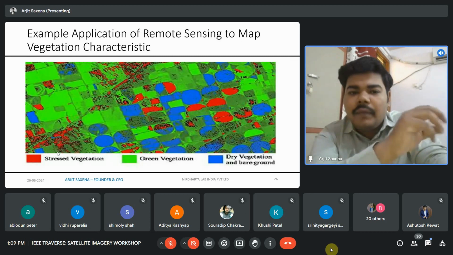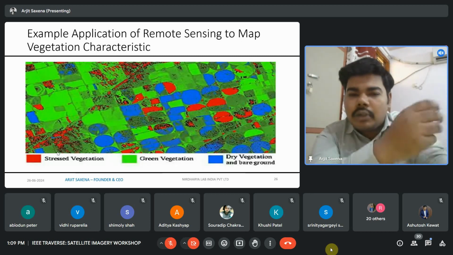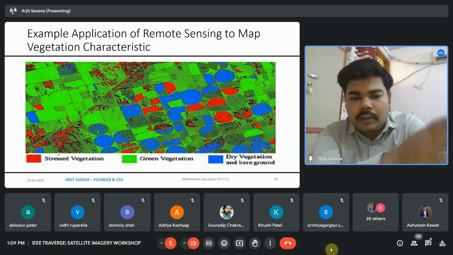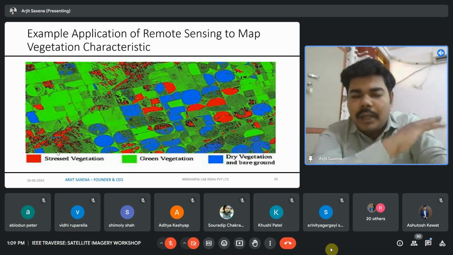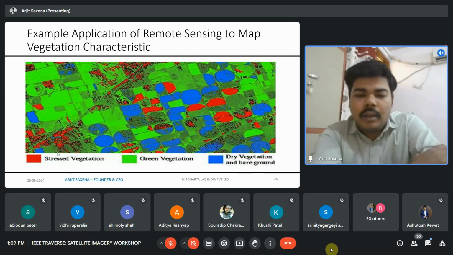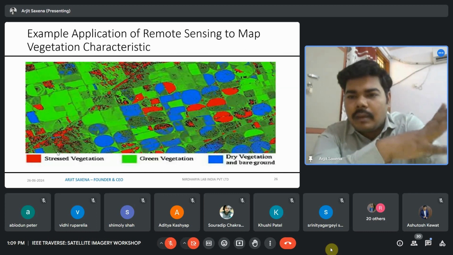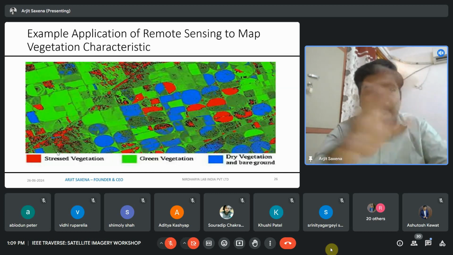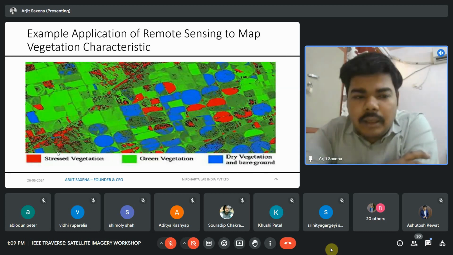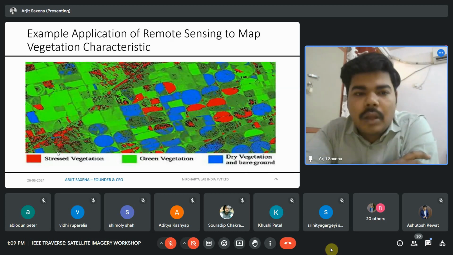Stress vegetation is an area where very little to some plants or crops are planted. Green vegetation is a pure grassy area or a crop, which is most fertile. Dry vegetation is an area with very little fertility. So this is a basic example you can do with the help of remote sensing or satellite imaging, and again a good example through which you can identify.